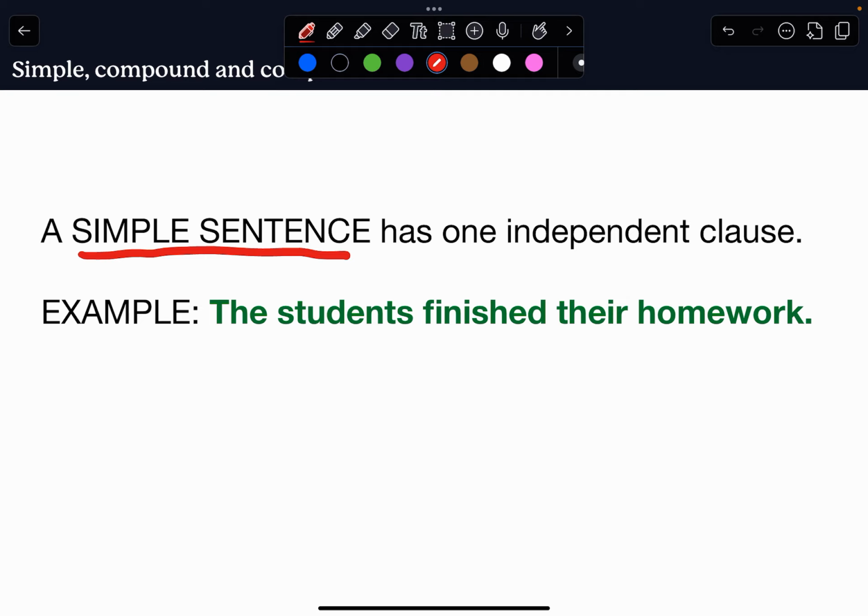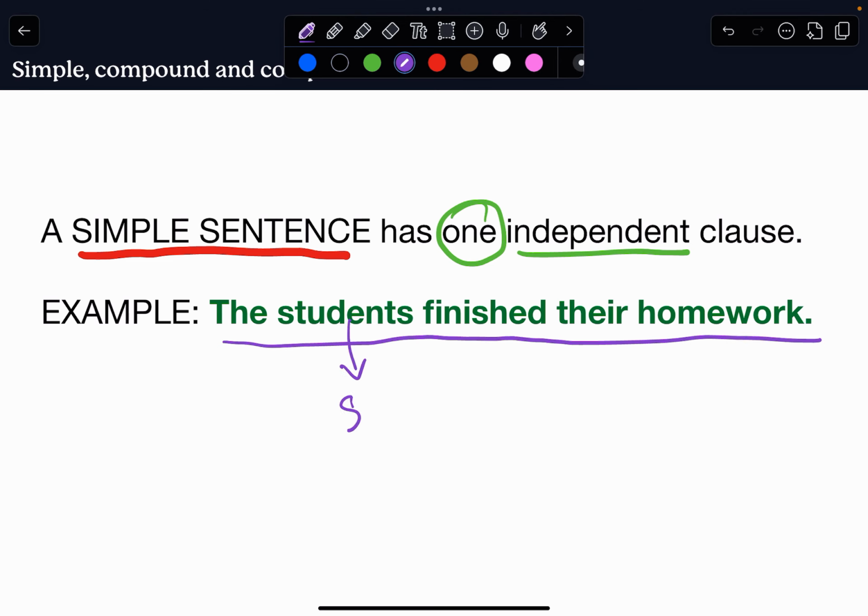Now, a simple sentence has one independent clause. So let's look at the example. It says, the students finished their homework. The students is the subject, finished is the verb, and then the complete thought. So this is quite easy to identify as the one independent clause.